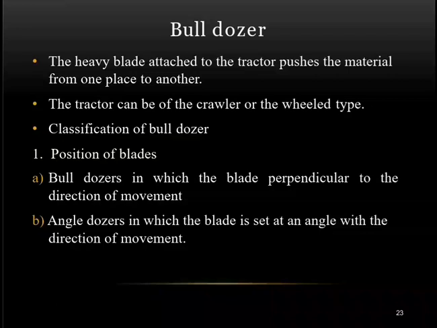Next one is bulldozer. A heavy blade attached to the tractor pushes the material from one place to another. The tractor can be of traveler or wheel type. Classification of bulldozer according to position of blade: bulldozer, in which the blade is perpendicular to the direction of movement; and angle dozer, in which the blade is set at an angle with the direction of movement.